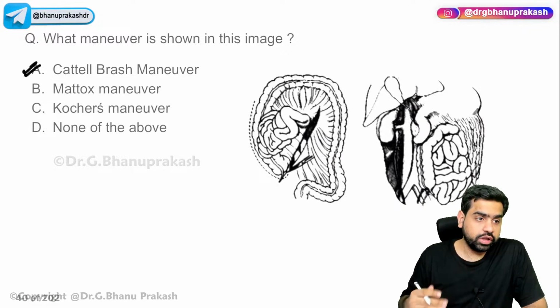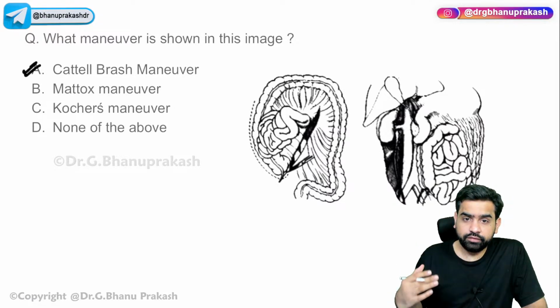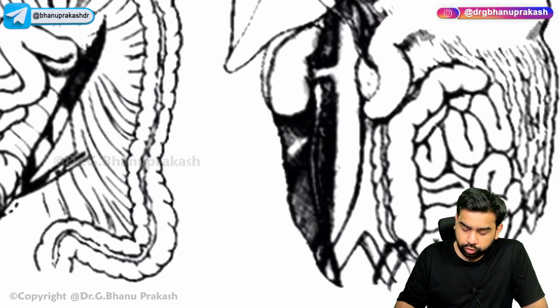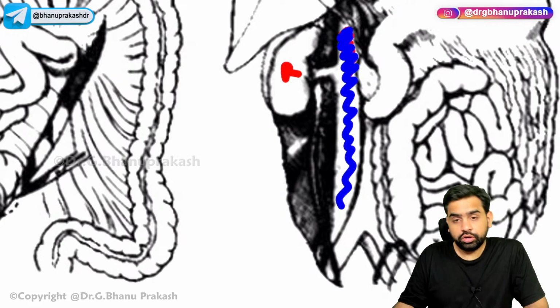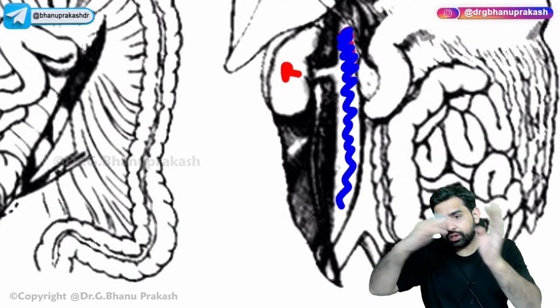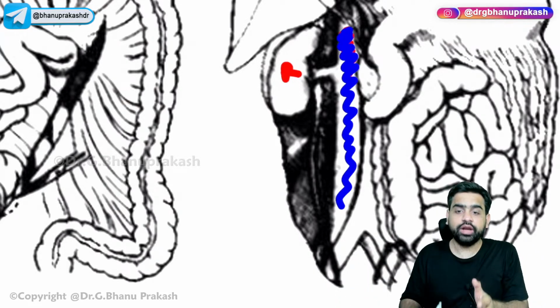So what is this? This is the Cattell-Braasch maneuver. Let's say you are trying to operate on the retroperitoneum. Let's assume you want to operate on the right kidney, or on the IVC. What you have to do is rotate the viscera medially. Otherwise, how are you going to reach the retroperitoneum?